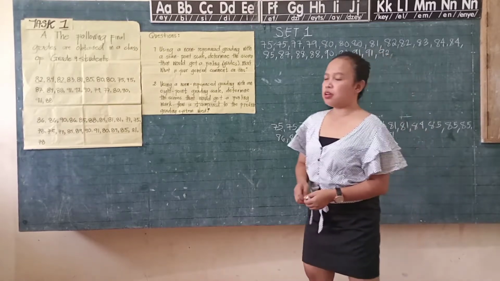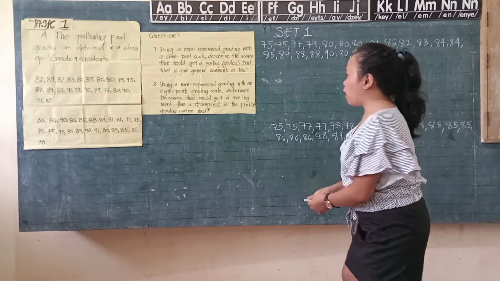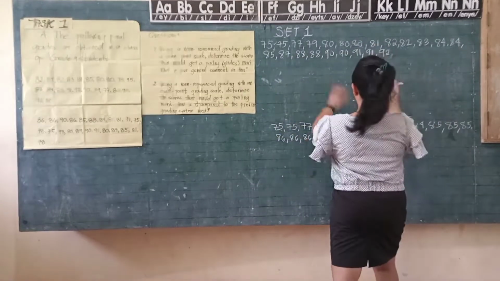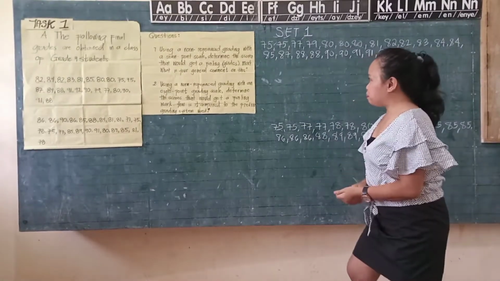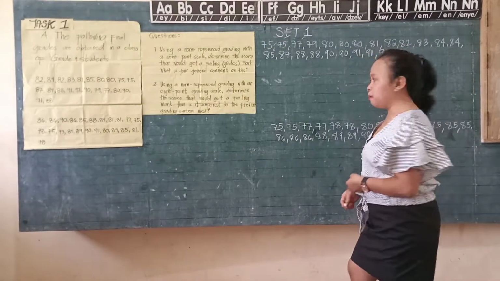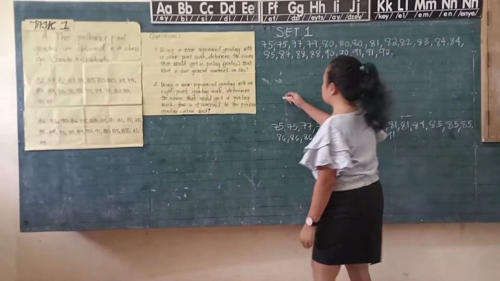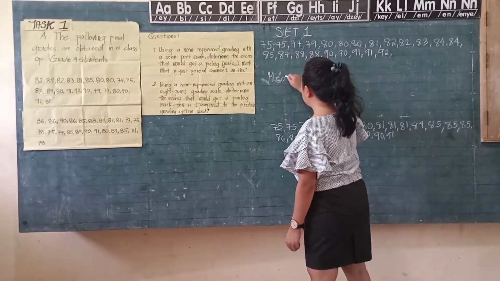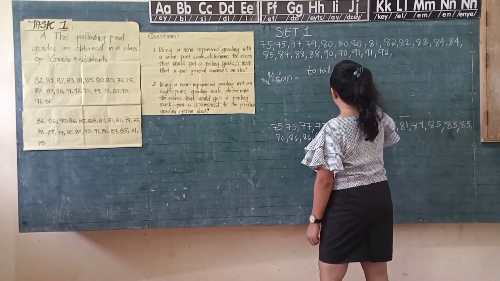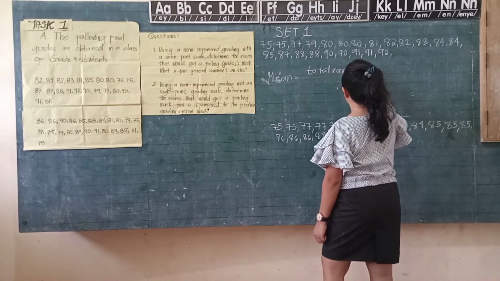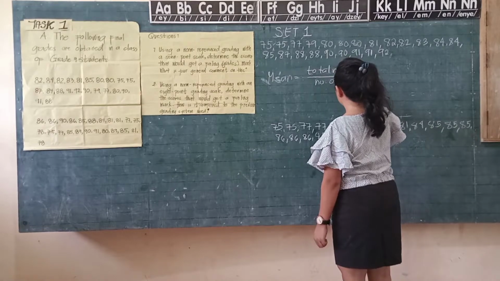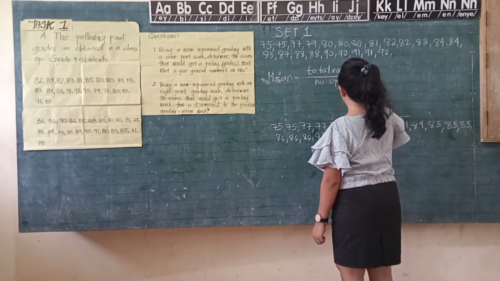a failing mark. So the first thing that we should do is to arrange the raw score from the lowest to the highest. And here it is. We already arranged it. And to get the failing mark of the student, we need to get the mean. So mean is equal to the total raw score over number of raw scores.